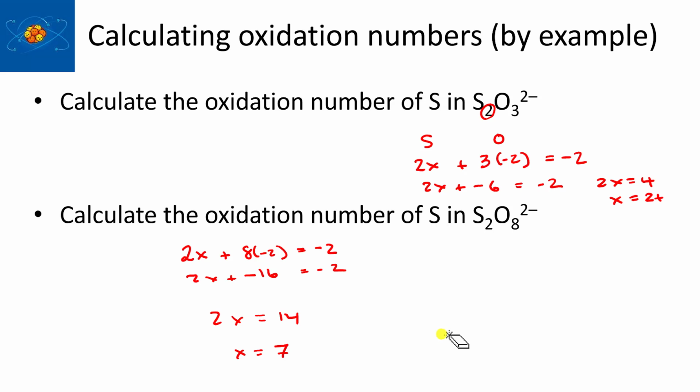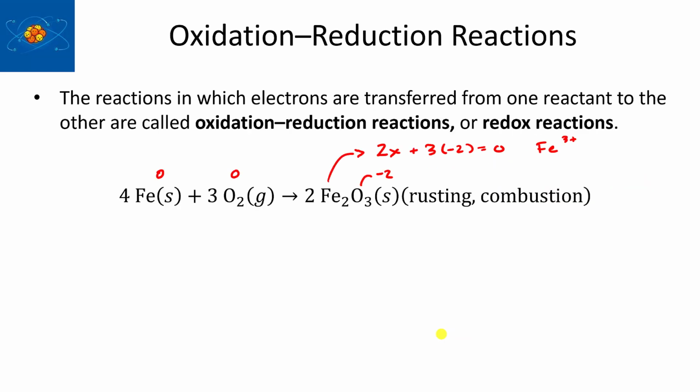The pen does not want to stop as I'm trying to swipe with my finger. Iron is going from 0 to plus 3, so each iron is losing 3 electrons. And then the oxygens, I didn't really leave myself much choice there, I'll have to use a different colored pen here. Each oxygen is going from 0 to minus 2, so that means it's gaining 2 electrons.